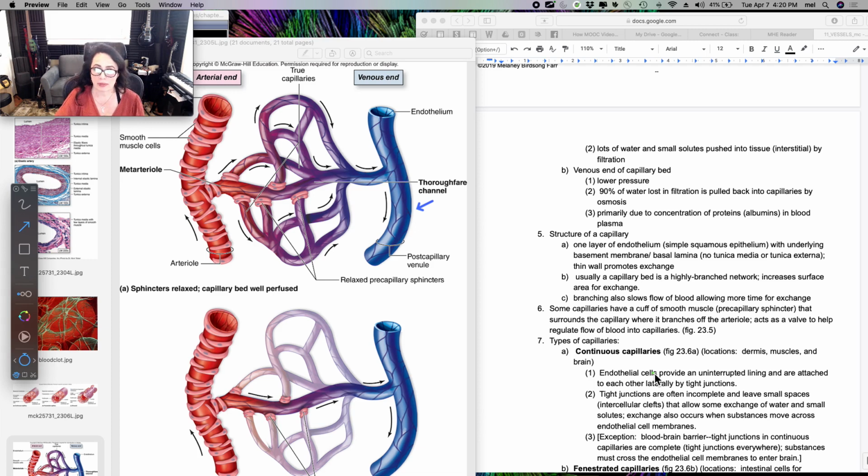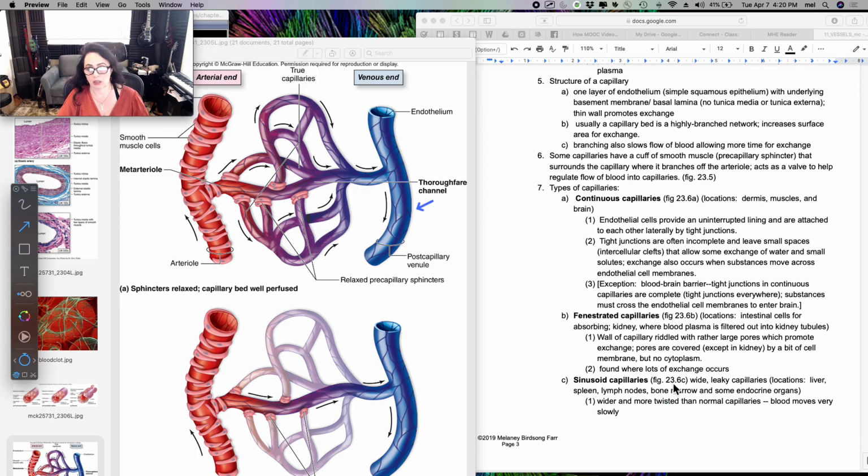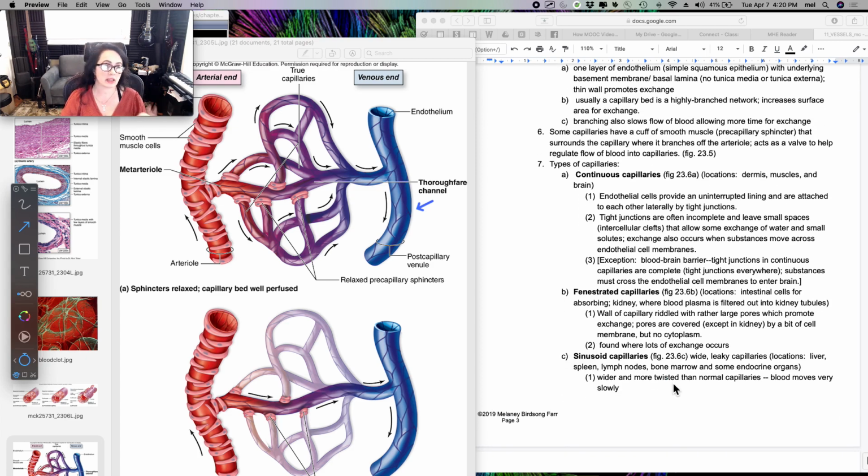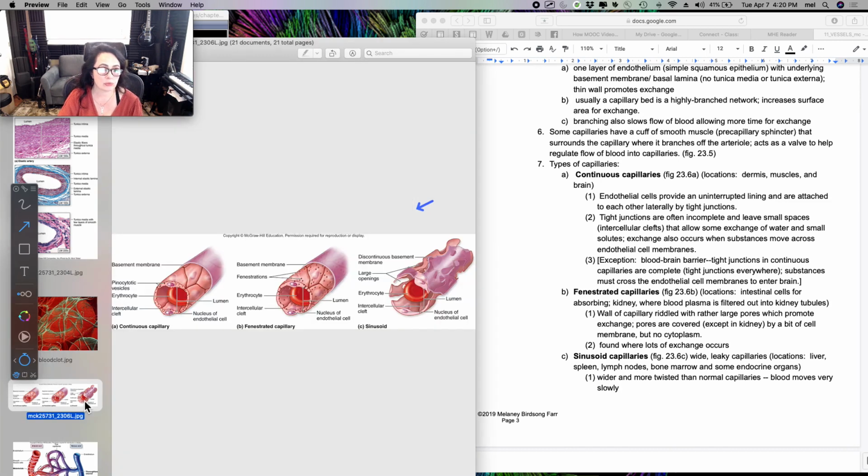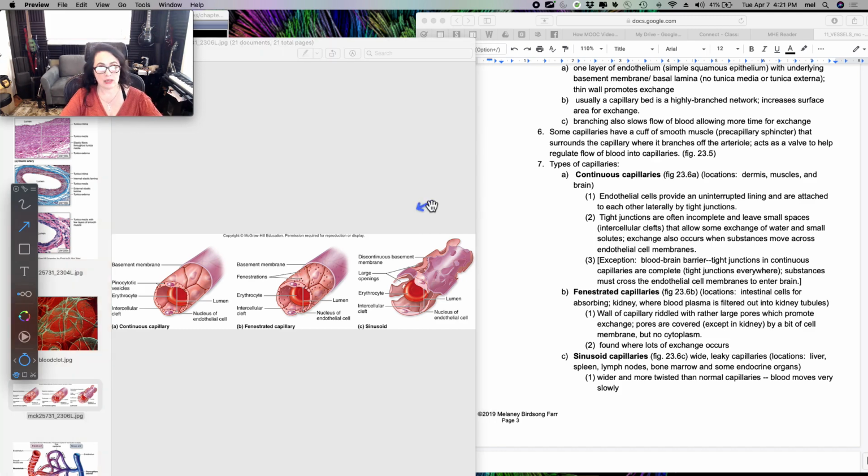Okay, so let's talk about the three types of capillaries, and then we'll actually get into just veins and then get into the vessels that you guys are learning in lab. Okay, so the three types of capillaries go from least porous, meaning most protective, to most porous as you move this direction. And so the most protective ones are these guys right here. They tend to have tight junctions between the cells, and they have a complete basement membrane.